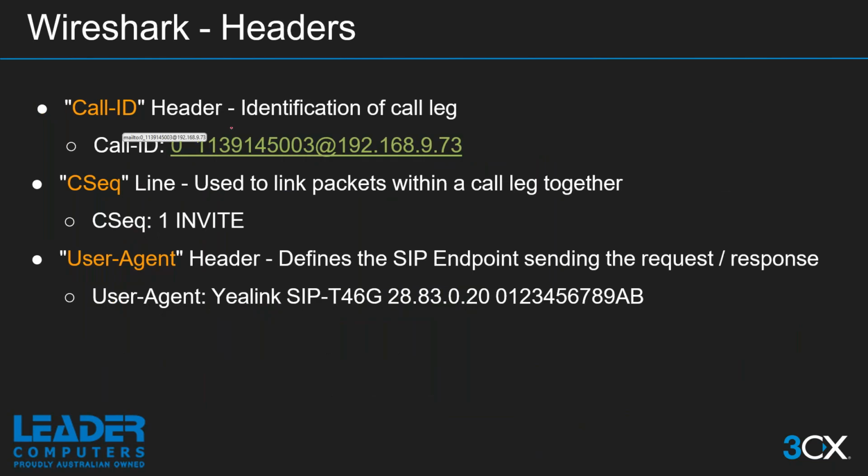And Call-ID header, so identification of the call leg. You can see this is the Call-ID and that particular IP. CSeq lines are used to link packets within the call leg together. And the User-Agent header defines the SIP endpoint sending the request or responses. So it says this is the user agent, and this is the SIP endpoint that's sending the request or responses.